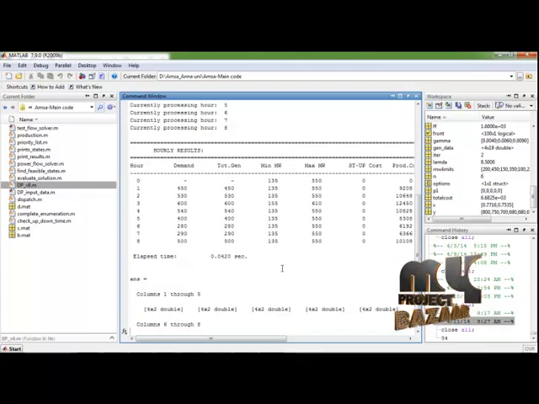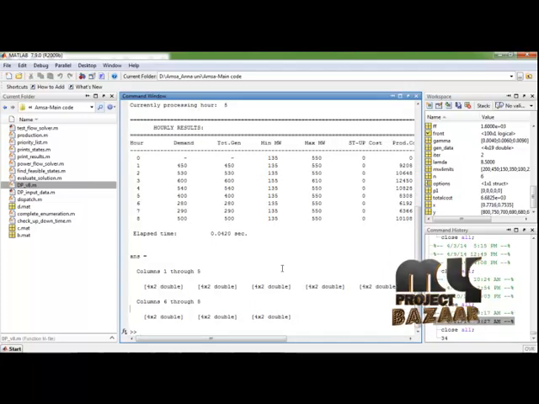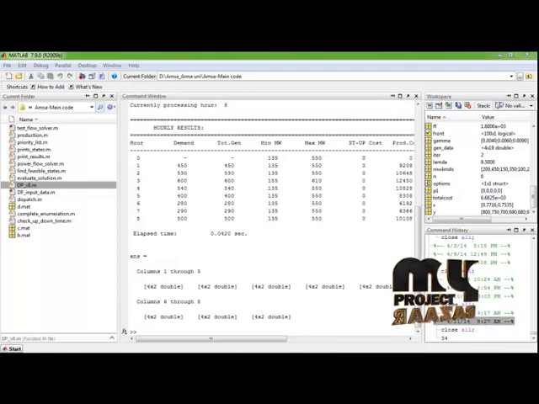The process running time is 0.0420 seconds. Then we also find the megawatt values and cost values. From this we minimize the power loss. Finally, we conclude that the power loss is reduced and the number of switching operations is also reduced. Thank you.